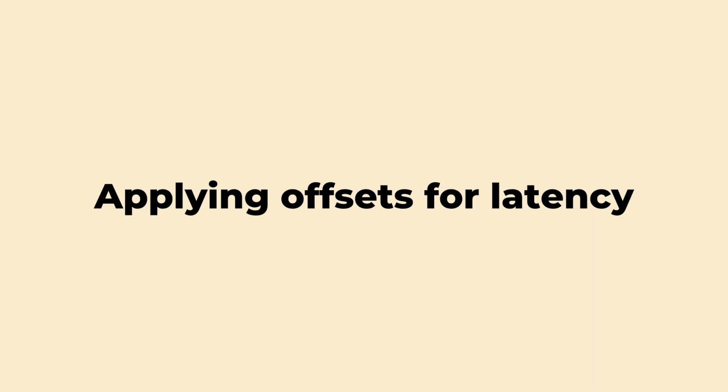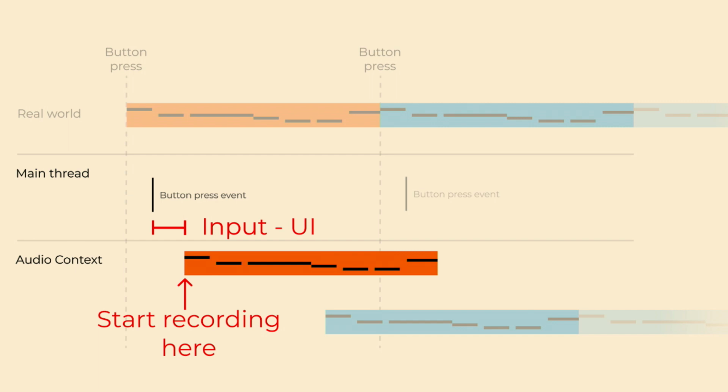So now that we have these latency values or estimations for them, we need to apply some offsets to correct for them. For this first button press, we want to start the recording at the time of the button press plus the audio input latency and minus the UI latency. A key thing to point out here is that our UI latency might actually be larger than the audio input latency. We saw that earlier on the slide with the different measurements. What that means is that from the perspective of the main thread, we might actually have to start recording at some point in the past. So that's something we'll have to handle.